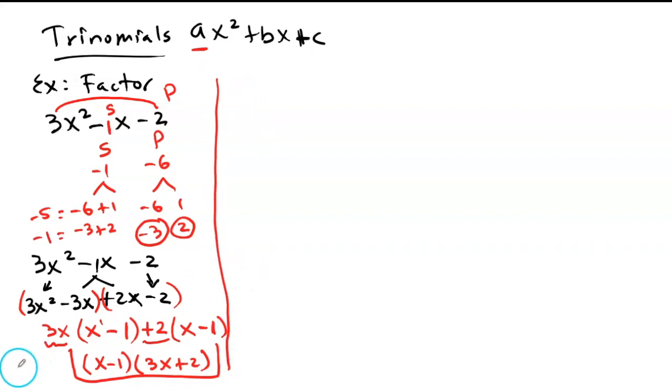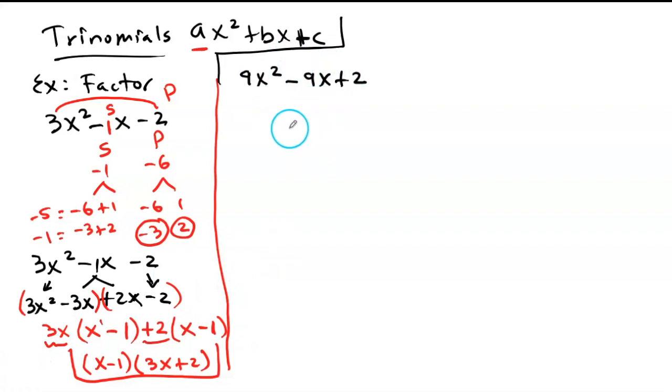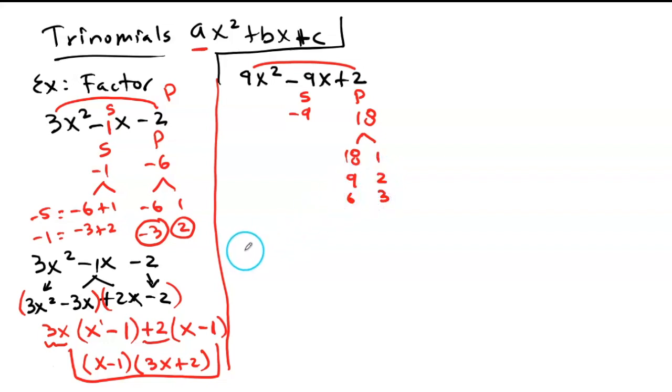Second one. Now we have to factor this trinomial. It has a leading coefficient, therefore I gotta multiply the first times the last. So my product is 9 times 2, which is 18. My sum is -9. Let's break those. 18 and 1. 9 times 2. 6 times 3. Okay. I don't think there's anything else. -9. Well, now we check these values in here.